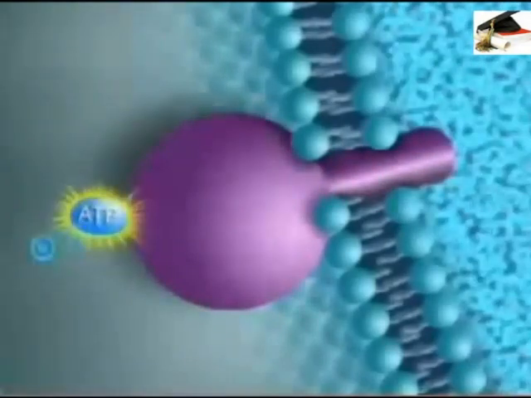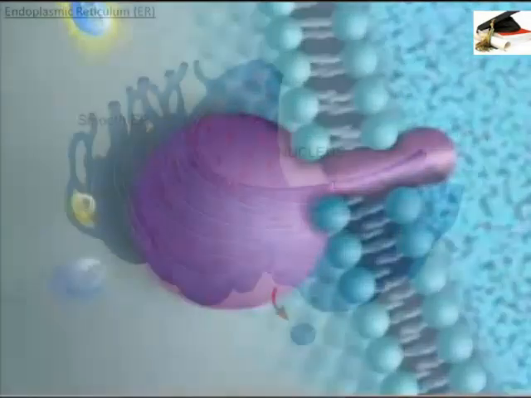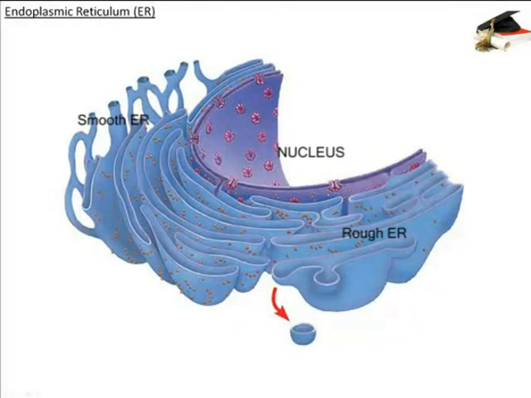Endoplasmic reticulum. Endoplasmic reticulum appears as a series of interconnected channels running throughout the cytoplasm as shown on your screen. It is continuous with the outer membrane of the nuclear membrane.